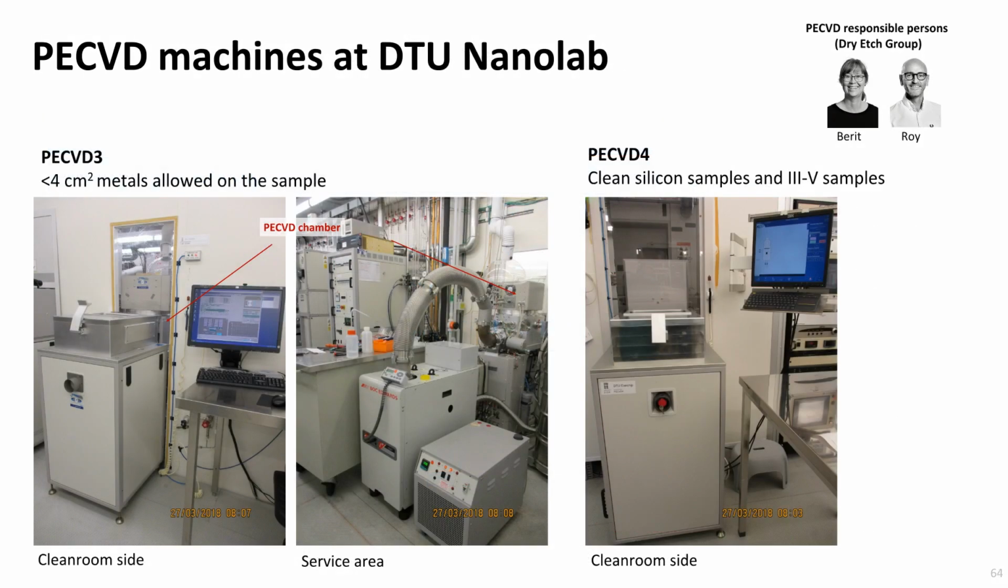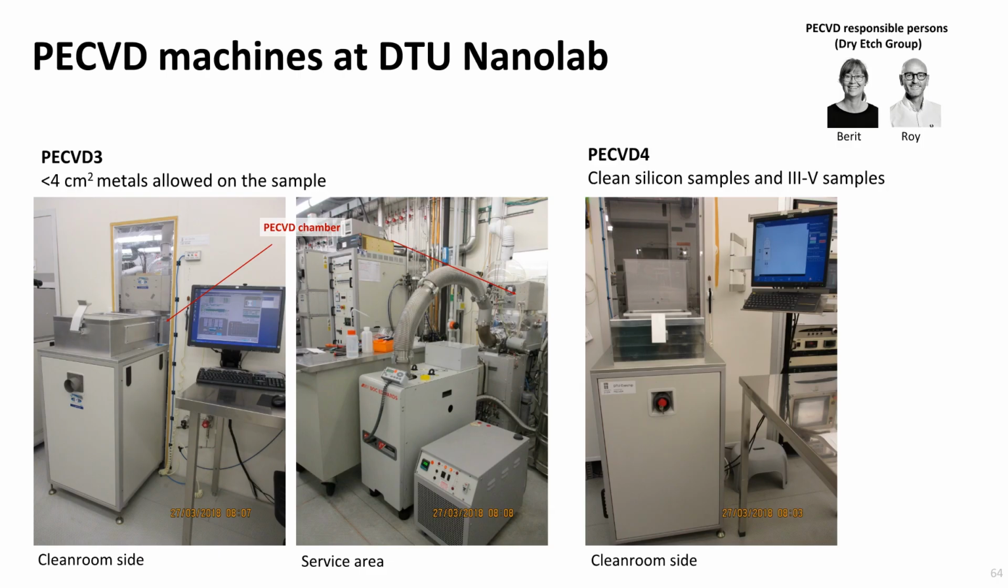At DTU Nanolab, two PECVDs are available: PECVD3 and PECVD4. PECVD1 and 2 have been decommissioned some time ago. PECVD3 is the dirty PECVD. Here we allow metals on the substrates up to a coverage of 4 square centimeters per run. This allows coverage of metal vias or similar.